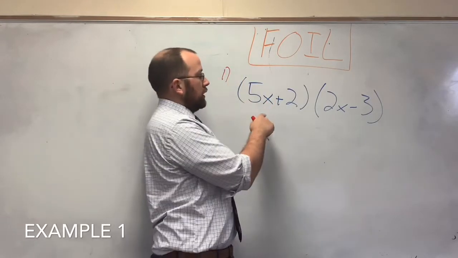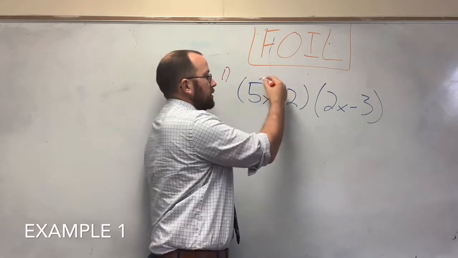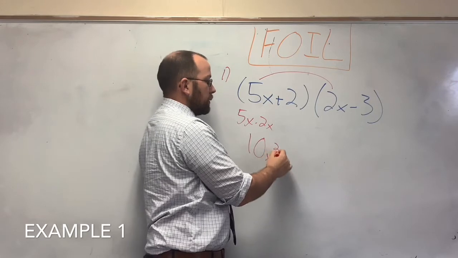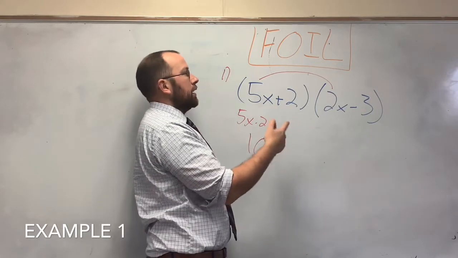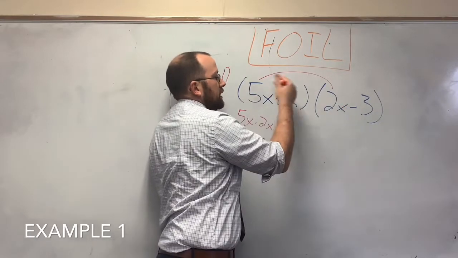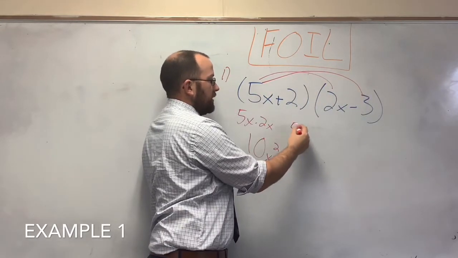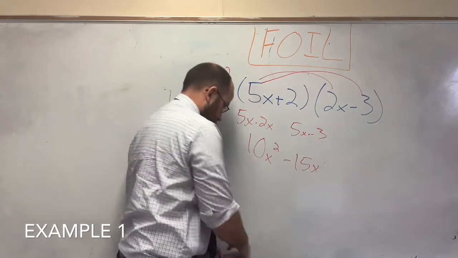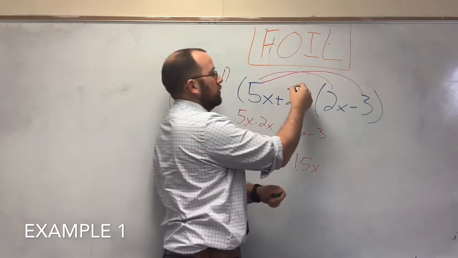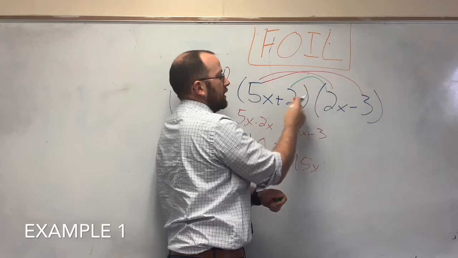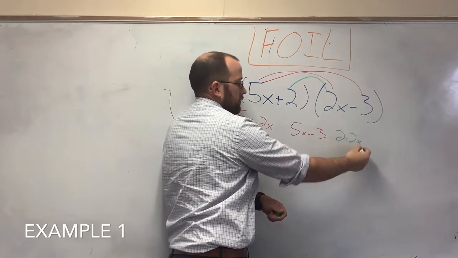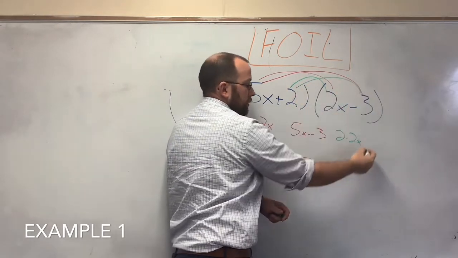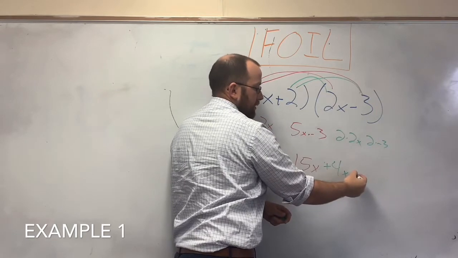Alright, here's our example number 1, I guess. The other one was just showing you how to do it. So I do my first numbers, 5x times 2x, and that gives me 10x squared. Now I do my outside numbers, which is 5x and negative 3. 5x times negative 3 gives me negative 15x. Now I'm going to do my inside numbers, which is 2 and 2x. And then I'm going to do my last numbers, which is 2 and negative 3. And I get minus 6.